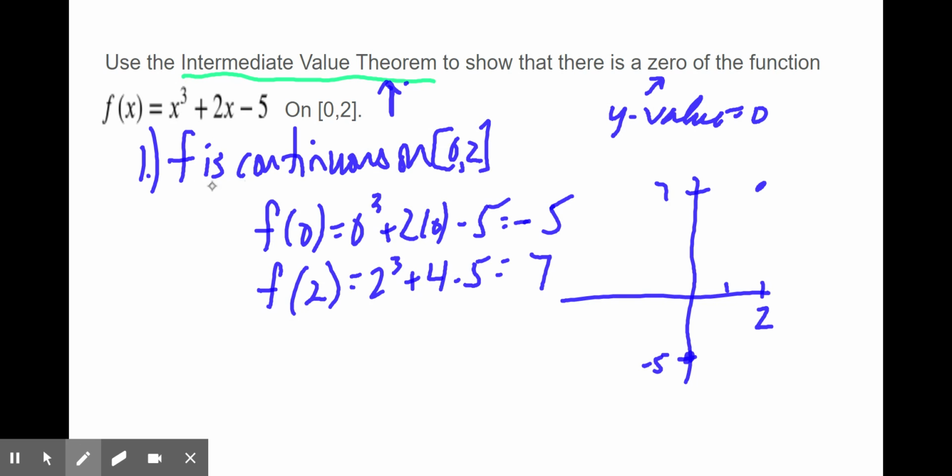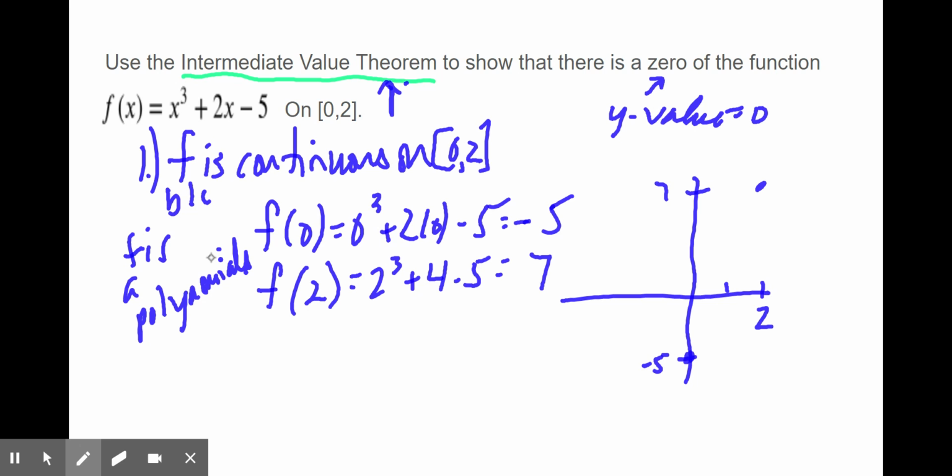You must convince them of this before you can start using that theorem. Because if it's not continuous, the theorem never applies, right? The theorem doesn't apply. It doesn't work. Okay? So I know that f is continuous on 0, 2 because f is a polynomial. And all polynomials are always continuous.